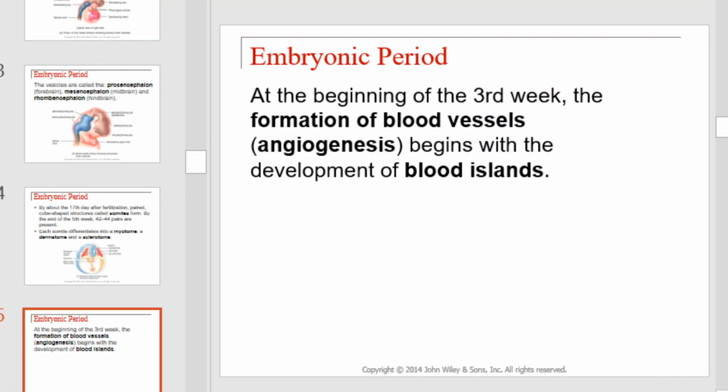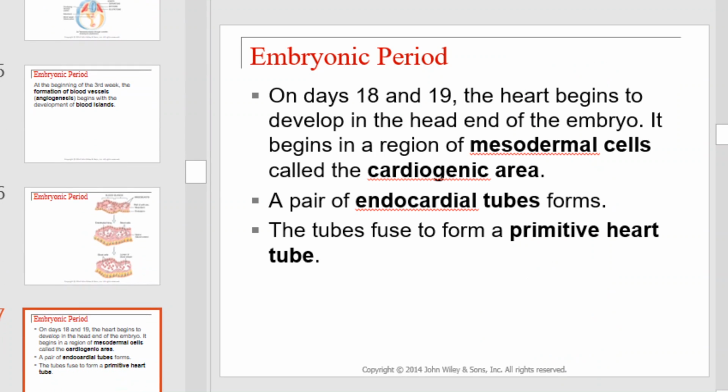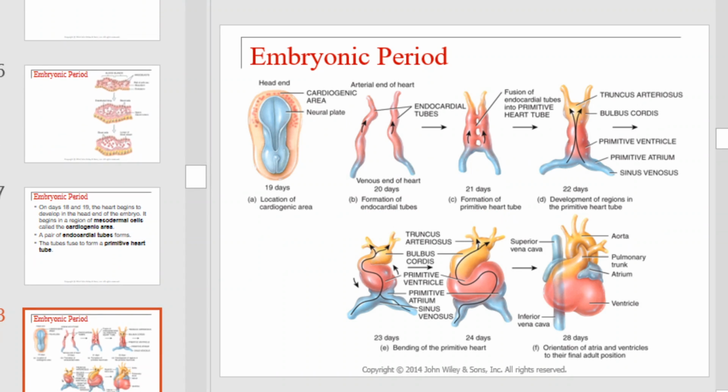At the beginning of the 3rd week, the formation of blood vessels begins with the development of blood islands. This is an illustration of blood island development. On days 18 and 19, the heart begins to develop in the head end of the embryo. It begins as a region of mesodermal cells called the cardiogenic area. A pair of endocardial tubes forms. The tubes fuse to form a primitive heart. This illustrates the formation of the heart.